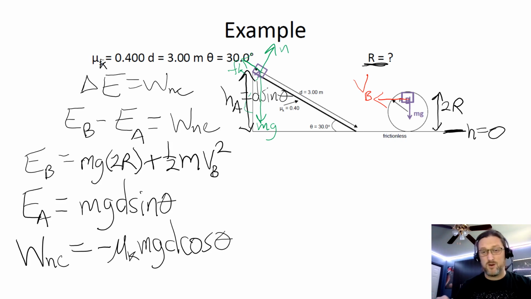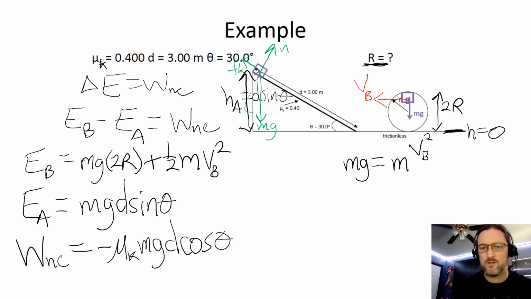And I want to take the limit where right at the very top of that loop, the block just starts to almost come out of contact. The normal force goes just barely to zero. So the only force acting is mg, as shown in the diagram up there. But it's a centripetal force. That means that it must be equal to the mass times velocity squared over radius. Oh, look at this. Masses will cancel out, and in fact, I can get velocity at point B squared as g times r. That's going to be super handy.